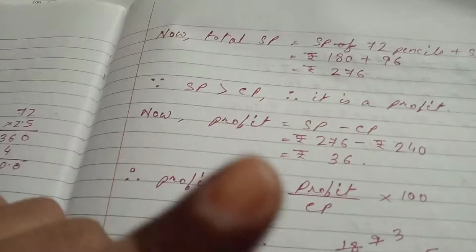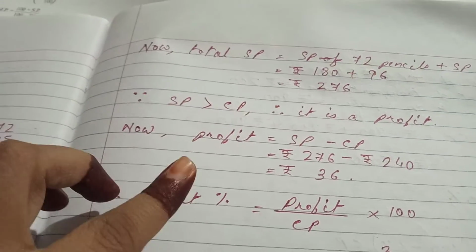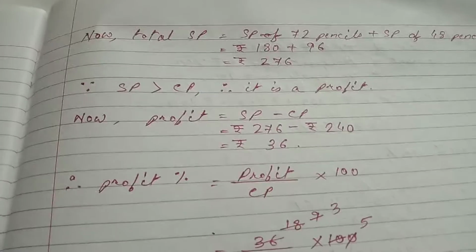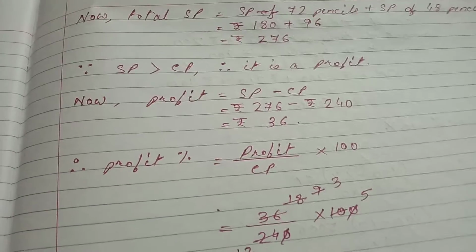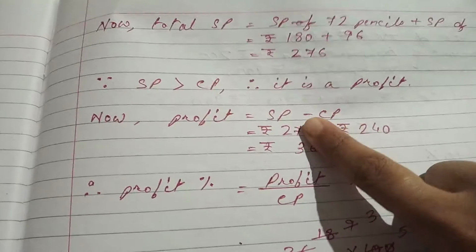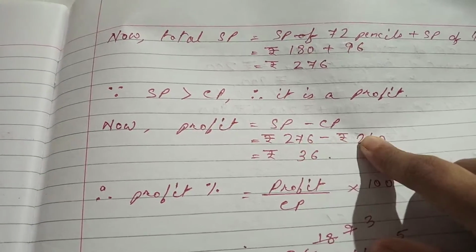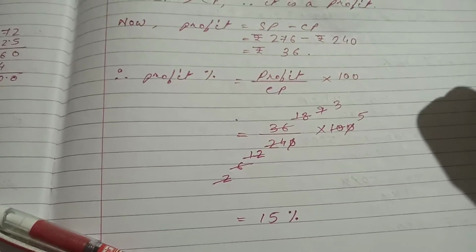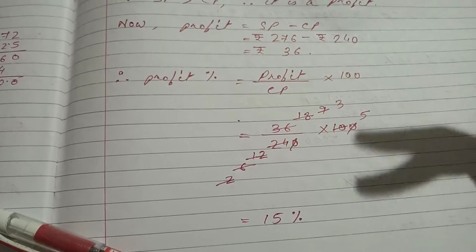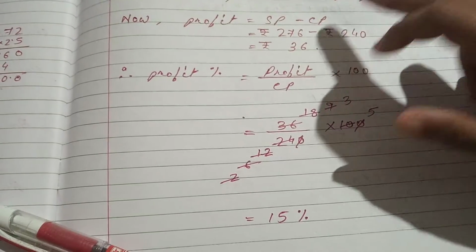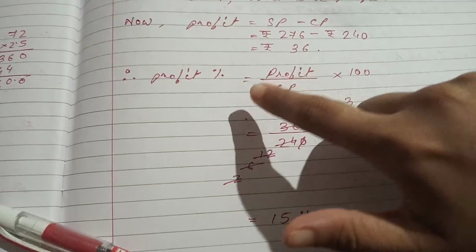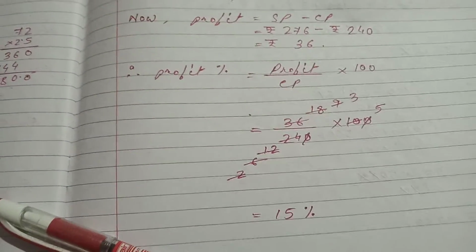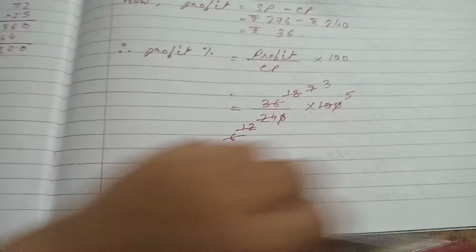Now our CP was 240, SP is 276. So SP is greater than CP, therefore it is a profit. Then we'll find out the profit. How much profit was there? SP minus CP. 276 minus 240 is 36. At last we will find out the profit percent, because in the question we have been asked to find out profit or loss percent. Since it is a profit, we will find out profit percent. So profit percent is profit by CP into 100. We will put all the values. After cancellation our final answer is 15%.